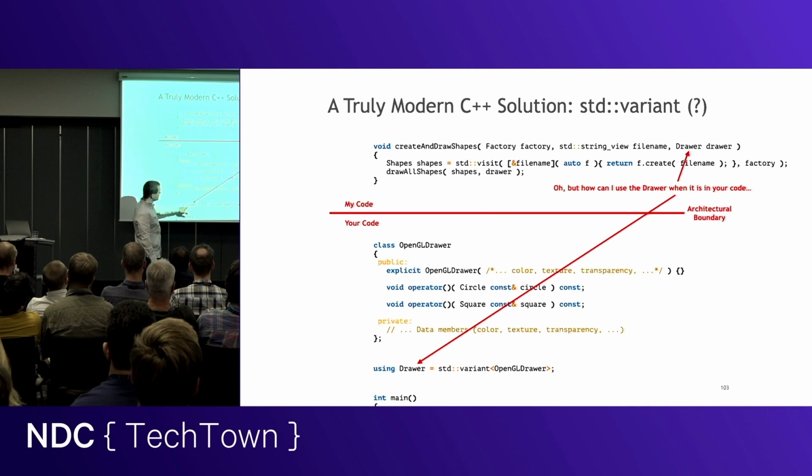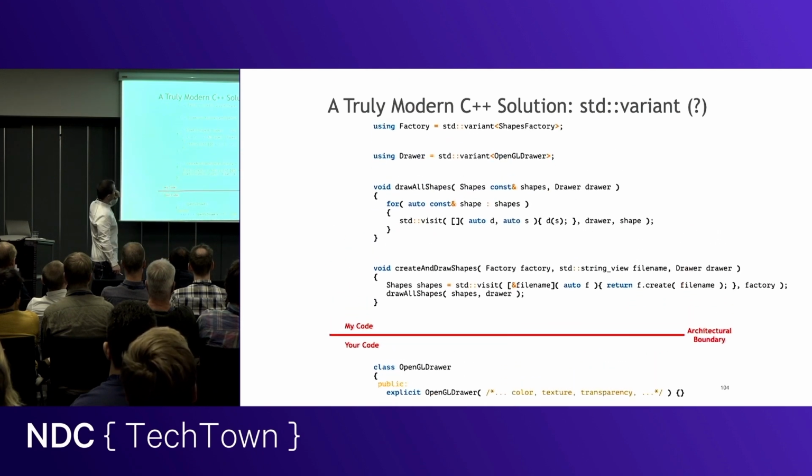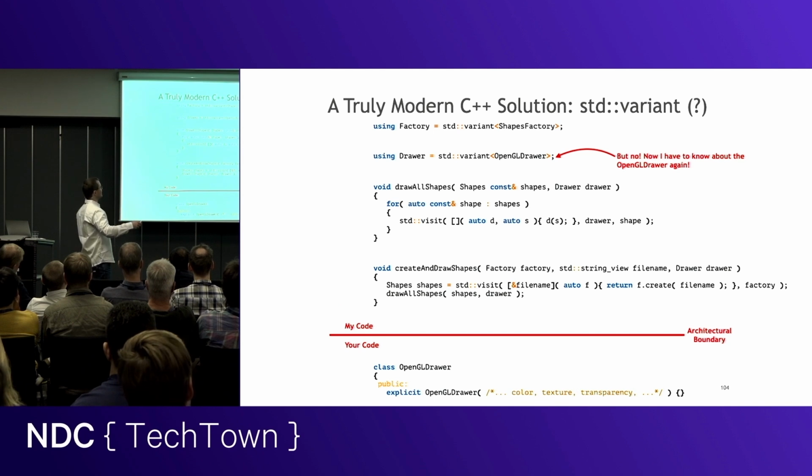Okay. There's one little wrinkle. Drawer. That type is actually used in my type, in my function. Perhaps I was a little too quick. That, of course, still belongs to me. But oh no, OpenGL drawer. I don't want to know about the OpenGL drawer. That's not my stuff. But now it's still my thing. So it doesn't work. It really doesn't work.